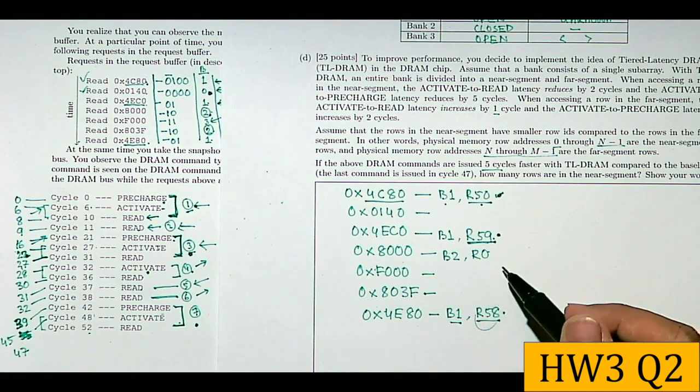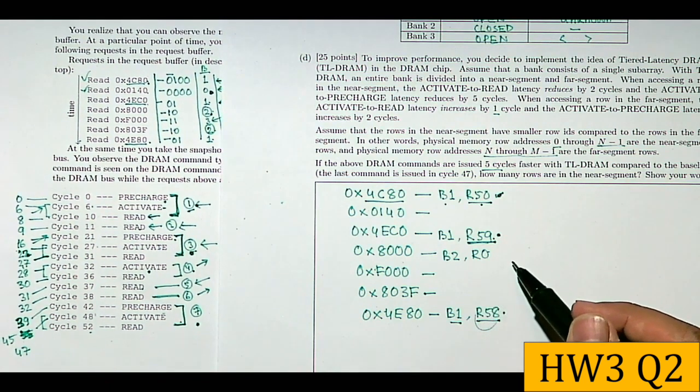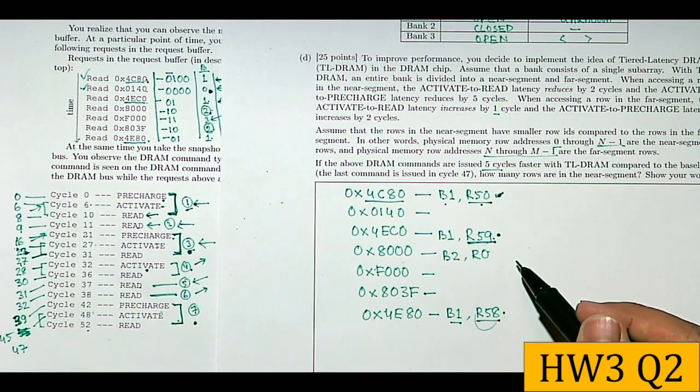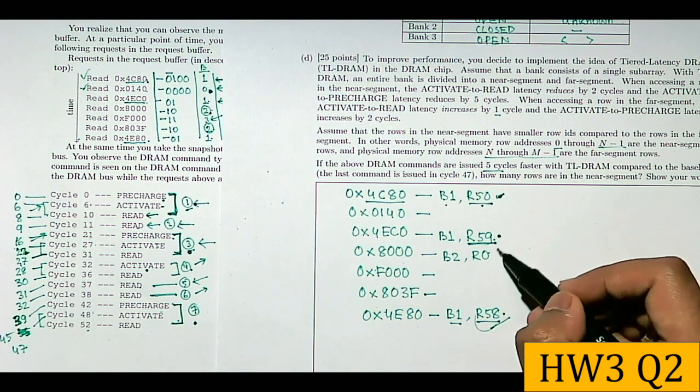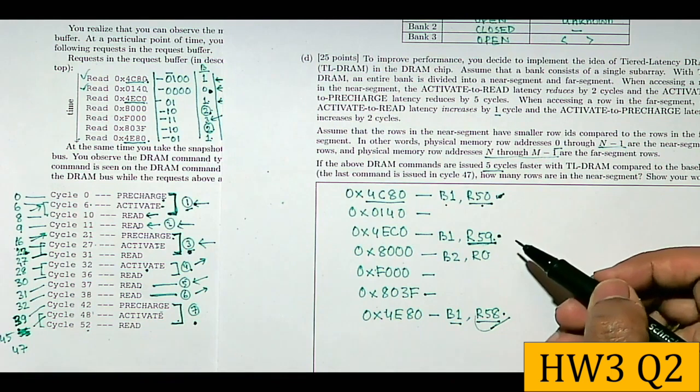So if the question is deterministically answerable, we expect a correct number. If it is not deterministically answerable, then we are expecting some bounds. For this case, you know for sure that if you consider 58 to be on the fast segment side, you are not matching the timeline. So that means 58 has to be in the near segment. And then you know there is another row, 59. So that means rows 0 to 58, 59 rows, are actually in the near segment.